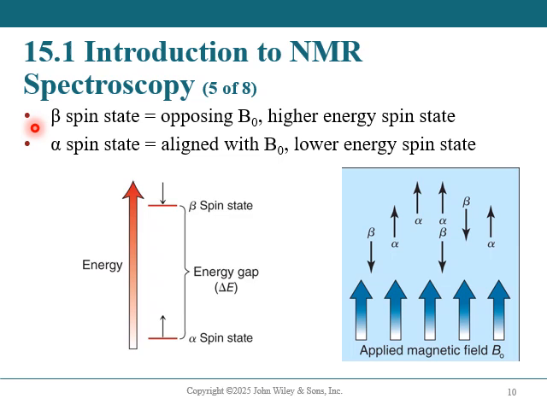Beta spin state, that's what we're going to call when you have opposing magnetic fields. They're the higher energy spin state. They're aligned against that field, so you should expect them to have a higher energy. And then you have the alpha spin state. They're aligned with the magnetic field, and we associate those with lower energy spin states. The difference between your beta and your alpha state, we're going to call that the delta E, or the energy gap.